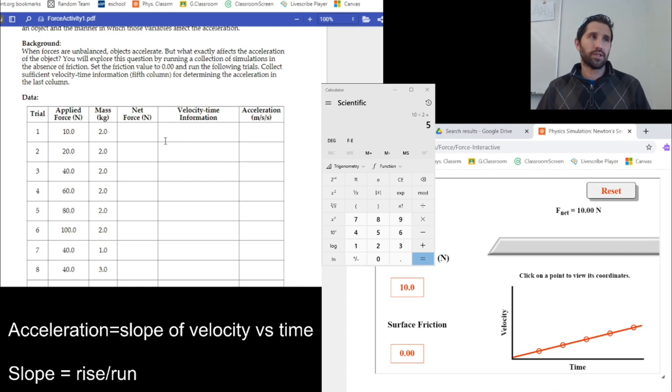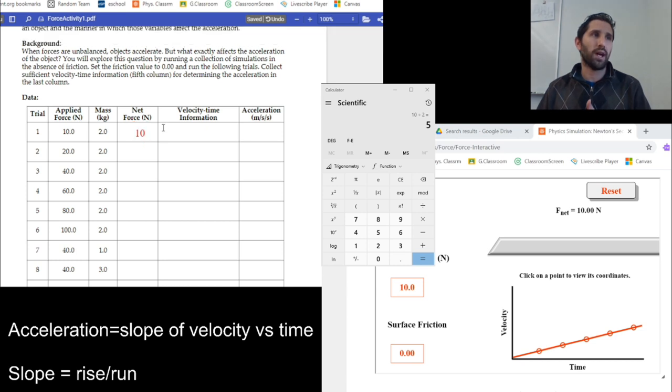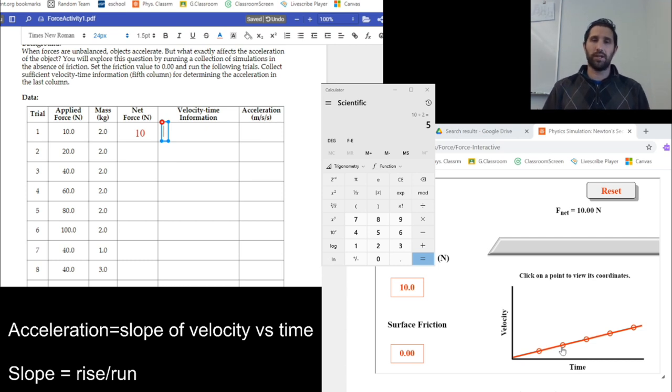So what I want to do first is type in the net force here. You can write it if you'd like. Fill it in however you want to do it. I'm going to type it in here. So the net force here is 10 newtons. Now where it says velocity time information, I'm going to pick 2 points on this graph. Because as you can see down at the bottom here, to get the acceleration, I need to take the slope of the velocity versus time graph. If you think about it, acceleration is how velocity changes over time. Well, the slope of this line would be how the velocity is changing over time. So I'm going to pick 2 points on the graph.